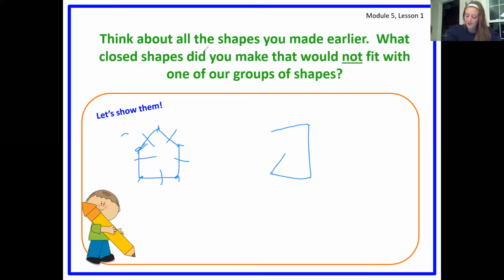And so we're going to look at some other ones later on, like this one. This one has 1, 2, 3, 4, 5, 6 sides, which you should know is a hexagon, and it also has 6 corners, right? So 6 sides, 6 corners. So we're going to focus just on some of our shapes that have 4 sides, 4 corners, 3 sides, 3 corners today.